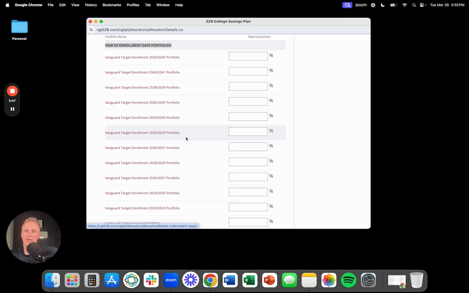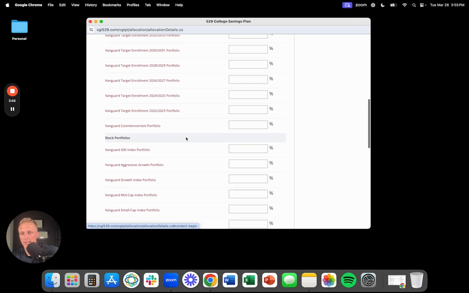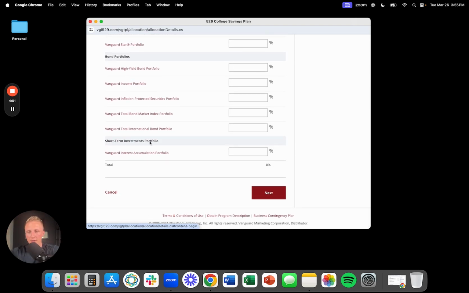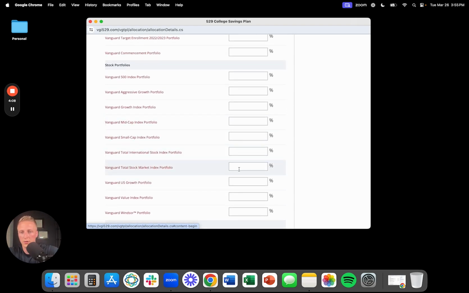The question is, do I let them select this for me by telling them my risk profile, or do I select my own? I personally, like I said, like to go down here and I like to have a mix of stock, balanced, bond, and short-term, all of the individual selection potentials. And I like to decide my percentages there. So I went in here initially and did, where's total stock market?